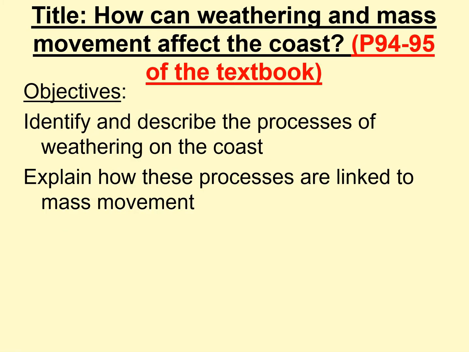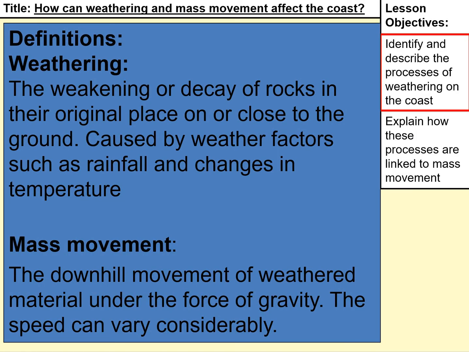Okay, so on to this week. So it's week 2 of physical landscapes of the UK. So you can have reference to the textbook pages 94 and 95. And what we'll be looking at is the processes of weathering on the coast and how they are linked to mass movement. So 2 definitions for you then.